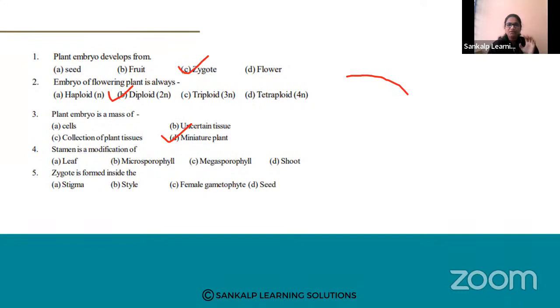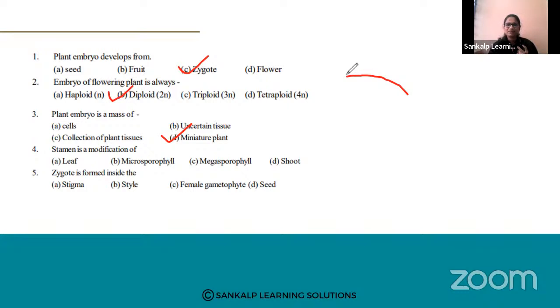Okay, now wait for a minute, take a deep breath. Let me read the fourth question. Let me tell all the options and then I will accept answers from you all. So the fourth question goes like this. Stamen is a modification of what? Option A, leaf. Option B, microsporophyll. Option C, megasporophyll. Option D, shoot.